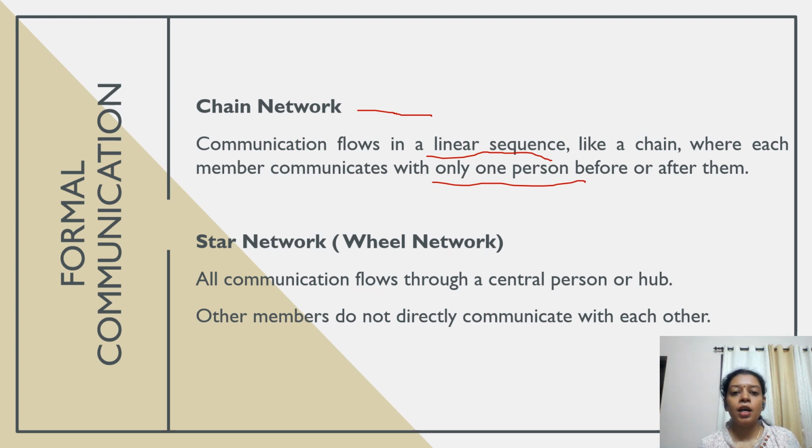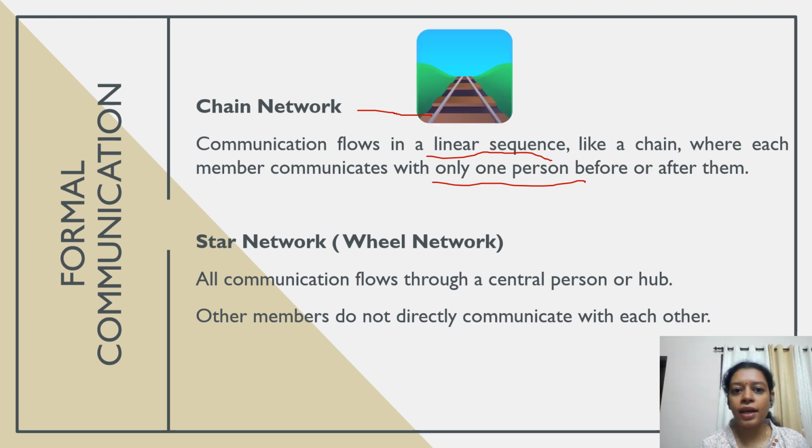As a memory tip, you can think of a train with connected coaches. Information moves coach by coach like the chain network. I think it's clear now. The chain network is the communication flow in a linear sequence. You can remember it with a train with connected coaches. Next one is the star network.